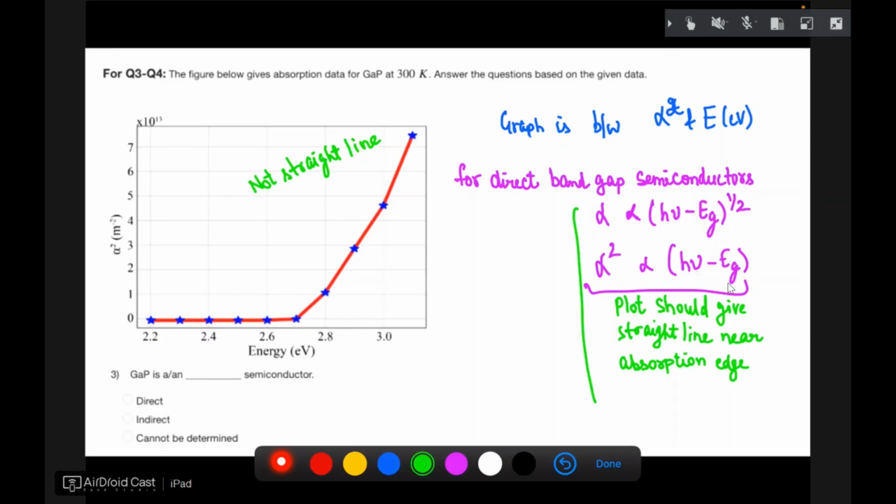The question is whether gallium phosphide is a direct semiconductor, an indirect semiconductor, or cannot be determined from this graph. We can clearly see that it is a plot between alpha square and energy, and it should be a straight line for direct band gap semiconductors, but it's not a straight line, so it's an indirect band gap semiconductor.